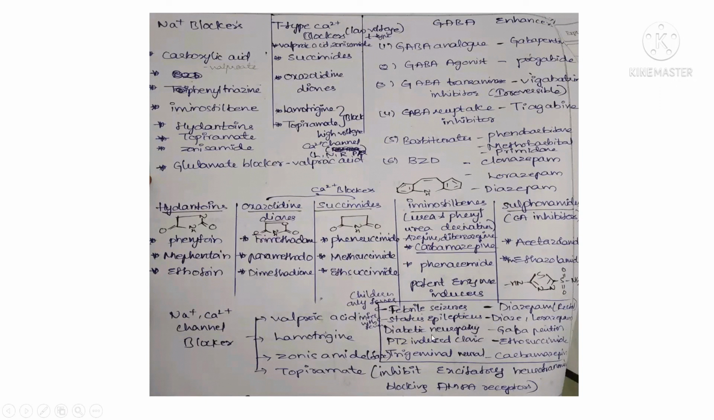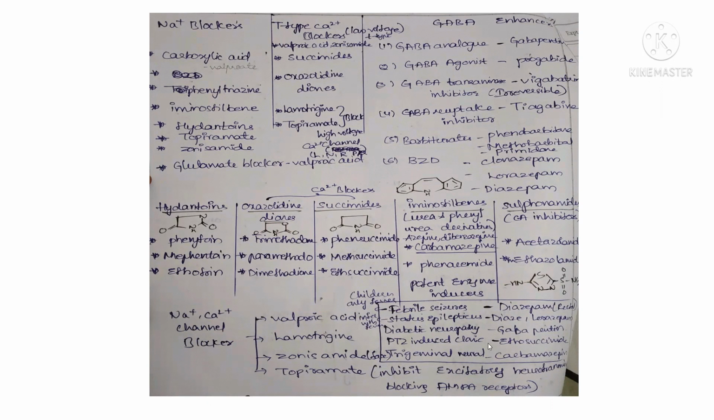to treat this particular disorder, febrile seizures. Okay, it is mainly seen in children, and in this condition the particular person will have fever. Okay, this febrile seizure can be treated with diazepam. And then status epilepticus, it means infection with fever. It is treated with diazepam and lorazepam. And diabetic neuropathy, it is treated with gabapentin. So pentylenetetrazole induced clonic seizure is treated with ethosuximide.